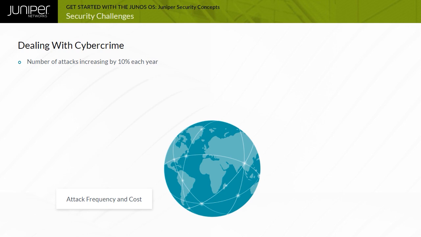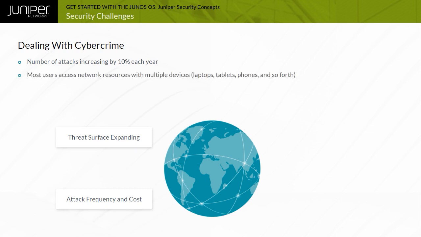One of the reasons that cybercrime has become prevalent in recent years is because of the ever-expanding threat surface. There are more ways than ever before for users and clients to connect to the network. Statistics indicate that most users access network resources with multiple devices, such as laptops, tablets, phones, and so forth. Furthermore, organizations are implementing virtualized systems to provide services to clients and customers. As organizations host more services and become the Internet of Everything for their users, administrators must be aware and combat the potential for cybercrime to occur on the network. Addressing these challenges early on in the design phase is imperative to successful network architecture.